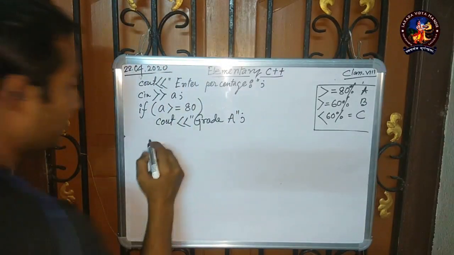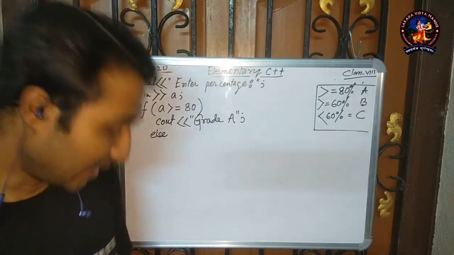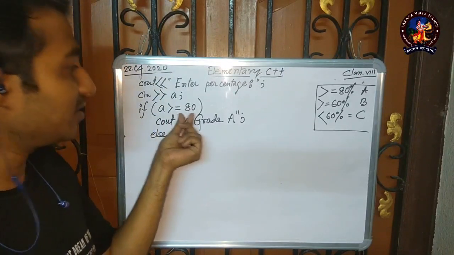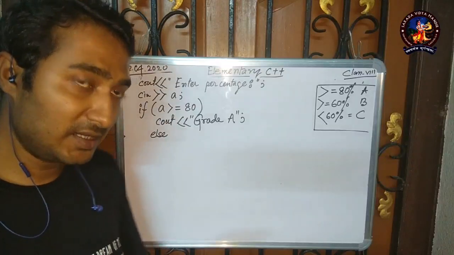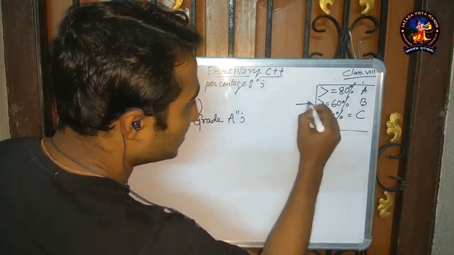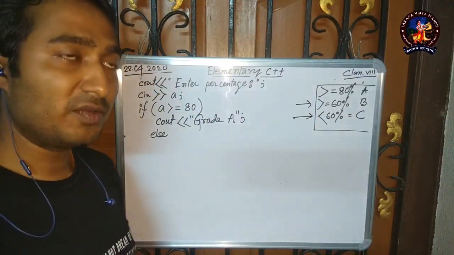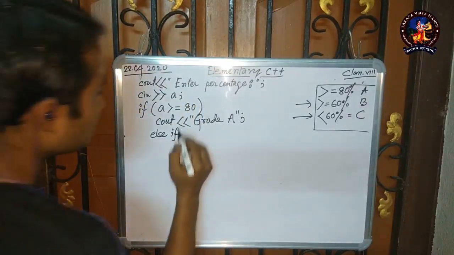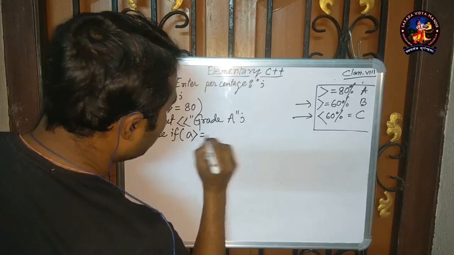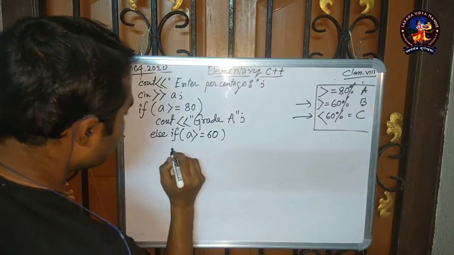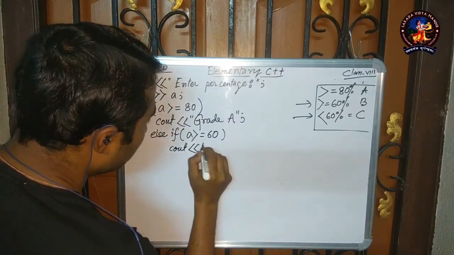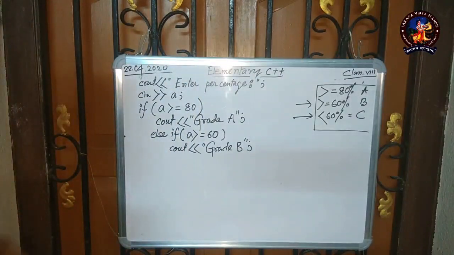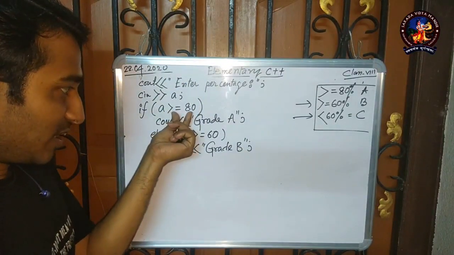Now comes the else part. In the else part, you know that if the percentage is not greater than or equal to 80, then definitely it is less than 80. If it is less than 80, there are two more conditions. So now we require another if statement for these two. So another if statement, else if A is greater than or equal to 60%, then cout grade B.